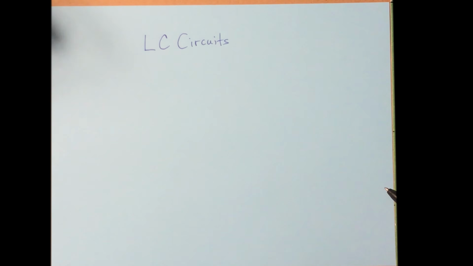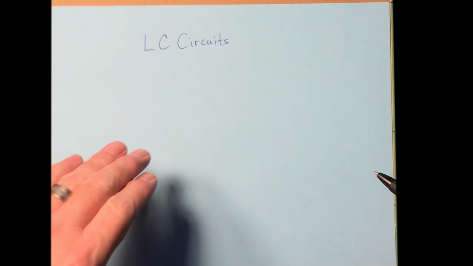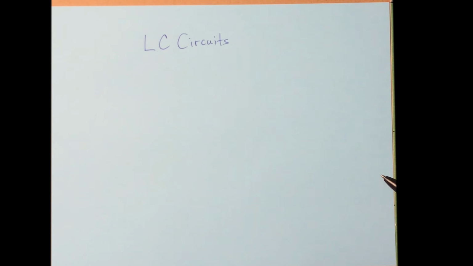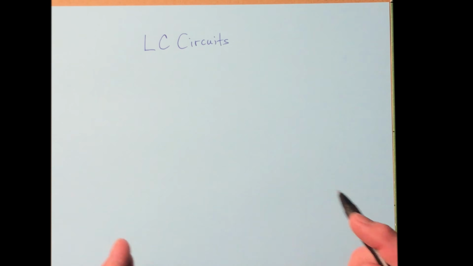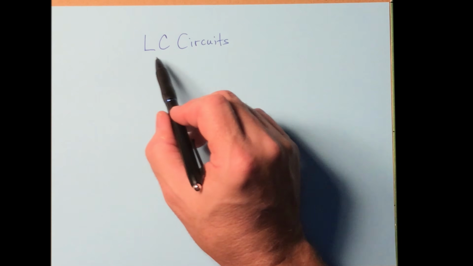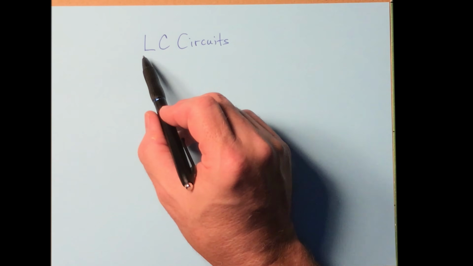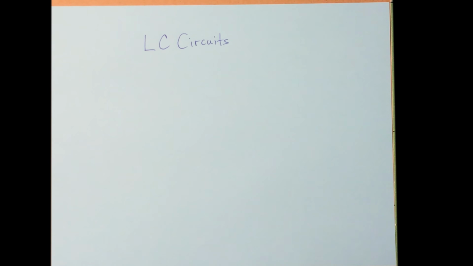LC circuits are kind of weird because you never see them. In fact, there's no such thing as a pure LC circuit. You almost always are going to have resistance, if nothing else, the resistance of the wires involved here. So we're going to assume that we have a perfect inductor and a perfect capacitor and put them in a circuit with no resistance. So this is sort of a fictitious type of thing, a fictitious type of circuit, but I think it'll be insightful to you.